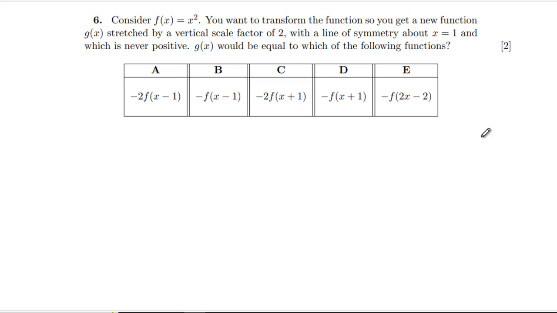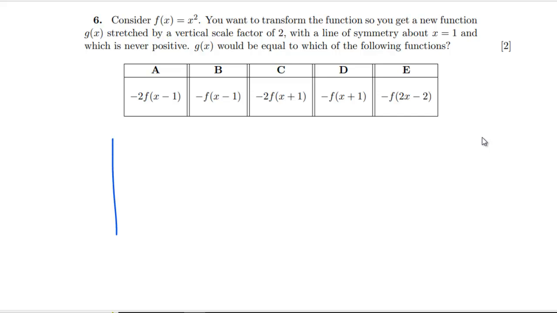Question 6. Consider f of x equals x squared. You want to transform the function so you get a new function, g of x, stretched by a scale factor of 2 with a line of symmetry about x equals 1, which is never positive. Okay, right, so there's a lot of things. Well, never positive, right, so we want to flip it over. Line of symmetry about x equals 1.